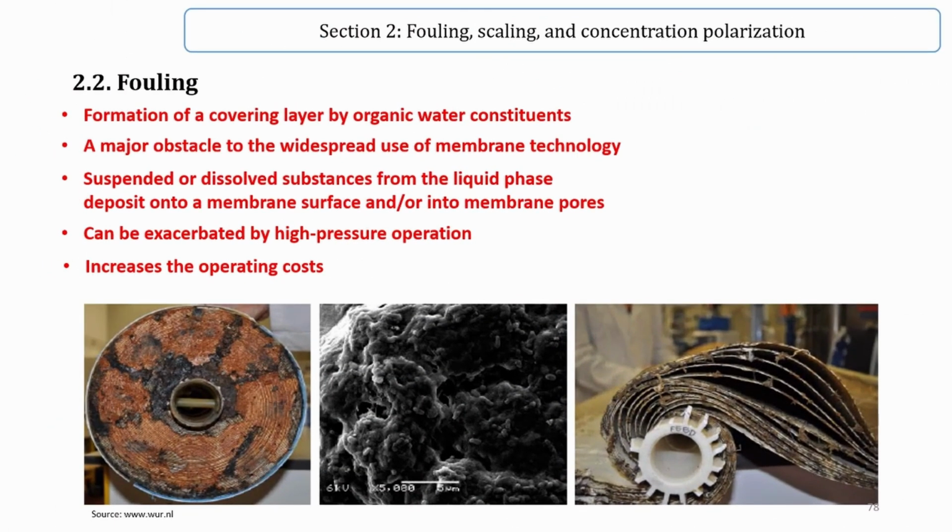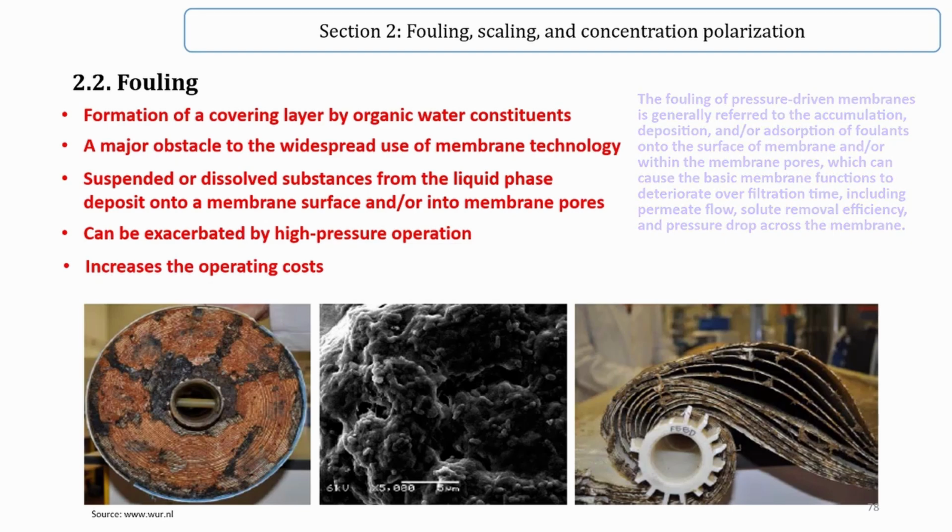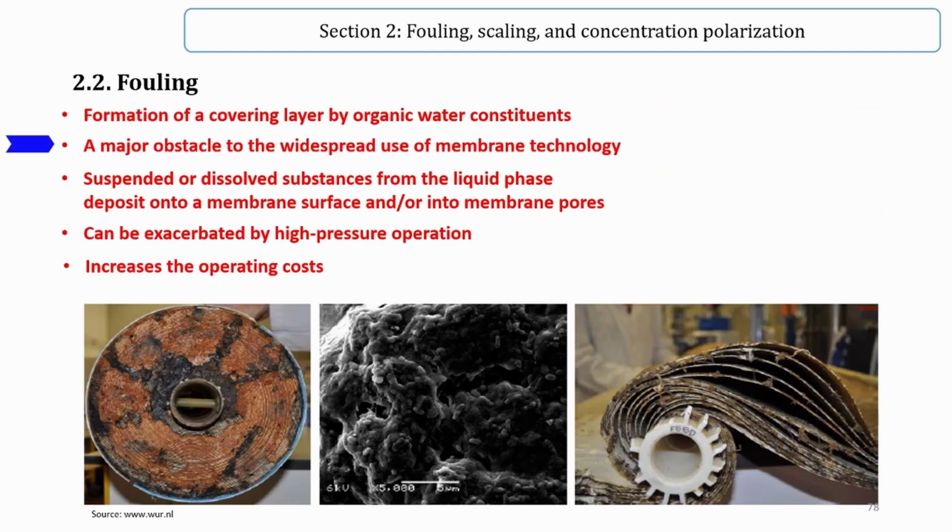Fouling. The fouling of pressure-driven membranes generally refers to the accumulation, deposition, and/or adsorption of foulants onto the surface of the membrane and/or within the membrane pores, which can cause the basic membrane functions to deteriorate over filtration time, including permeate flow, solute removal efficiency, and pressure drop across the membrane. Membrane fouling is a major obstacle to the widespread use of membrane technology.